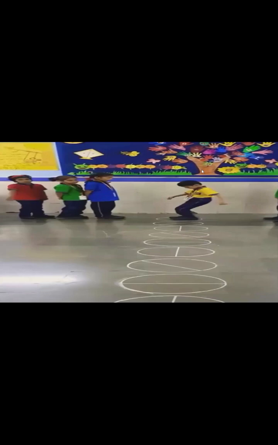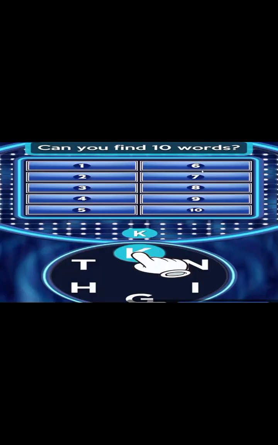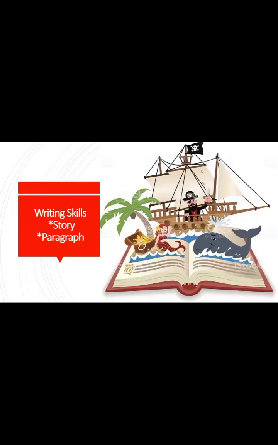You can see that the child is jumping on different kinds of circles, but the circles are the same, and you can see that the internal lines are different, right? We can just use word webs. This is for writing skills, stories, paragraph writing, right?